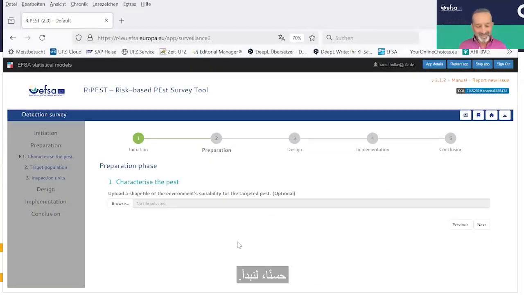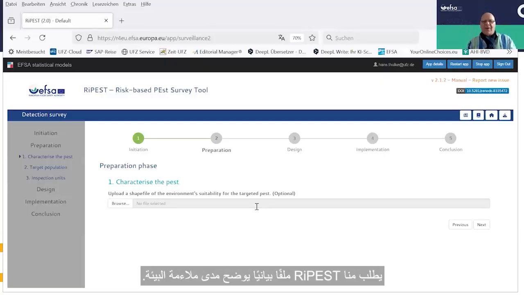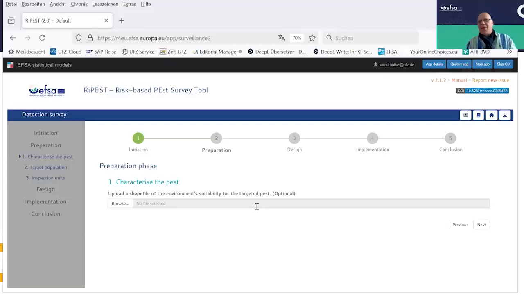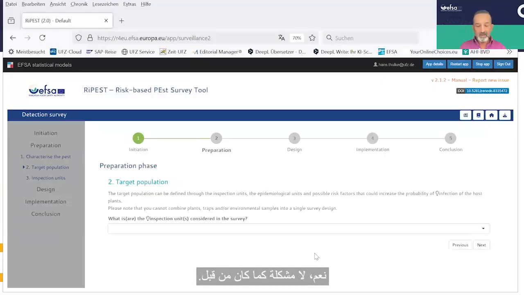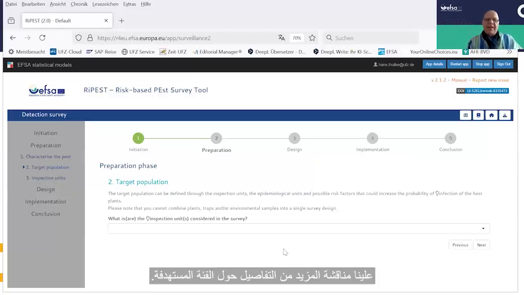Okay, then let's go. First of all, the tool is asking us for a shapefile of the environmental suitability. Probably you don't have that either. Sorry, we don't. Yeah, no problem, as before. So the next is that we have to discuss more details about the target population.